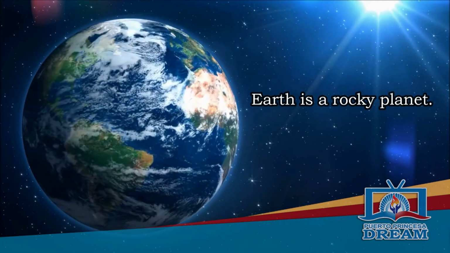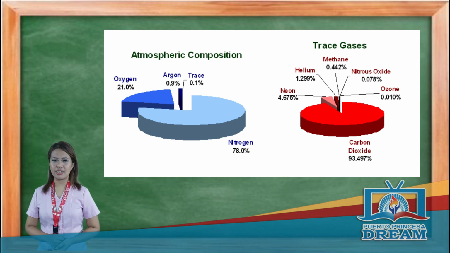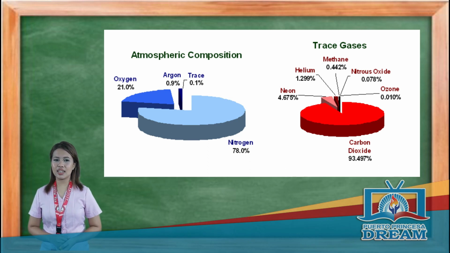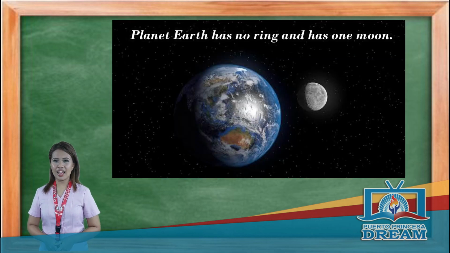Most part of our planet is covered with water. Earth's atmosphere is 78% nitrogen, 21% oxygen, and 0.9% argon. Gases like carbon dioxide, nitrous oxide, methane, and ozone are trace gases that account for about 0.1% of the atmosphere. Earth has no ring and has one moon.